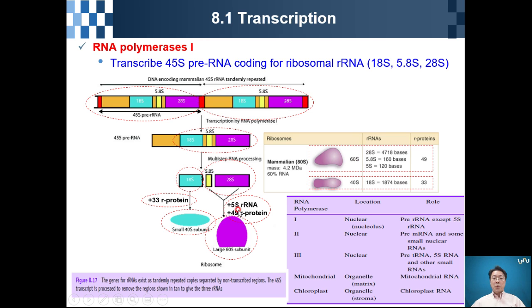For example, the 5S rRNA, in this case RNA polymerase 3 transcribes the 5S rRNA. However, RNA polymerase 1 transcribes the 45S pre-rRNA coding for ribosomal RNAs, especially the 18S rRNA, 5.8S rRNA and 28S rRNA. It's like this.